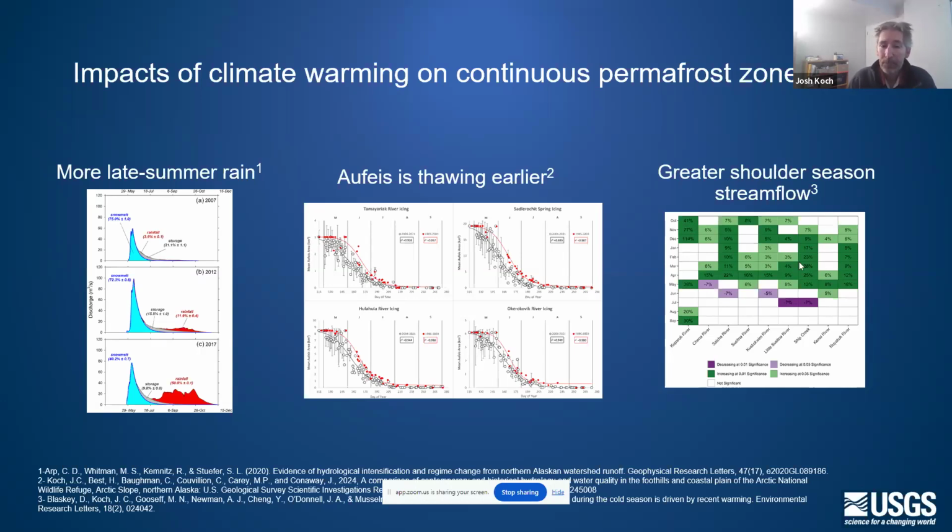to the same amount. This third figure on the right here is showing changes in shoulder season discharge in many rivers in Alaska, demonstrating the point that our shoulder season flows and our winter flows tend to be increasing, these green colors, whereas our summer flows and even snowmelt pulses may be decreasing, the purple boxes there in the summer months in several of our rivers.